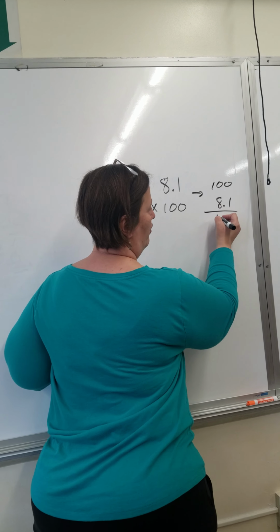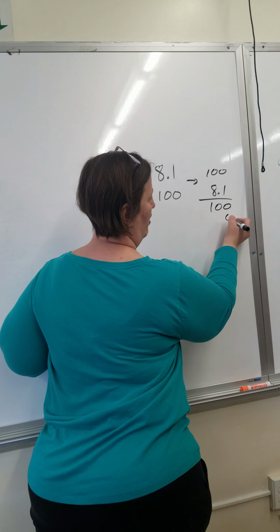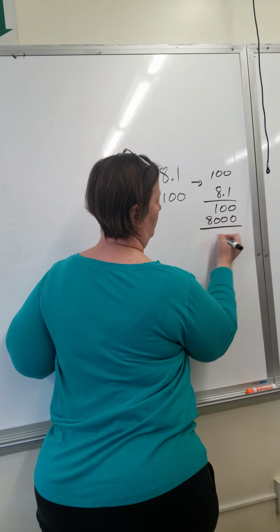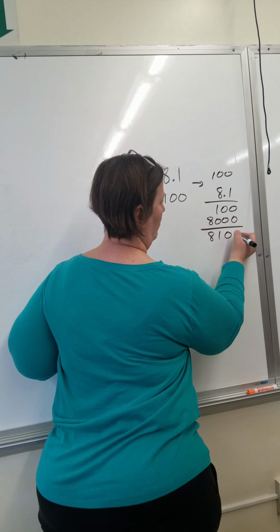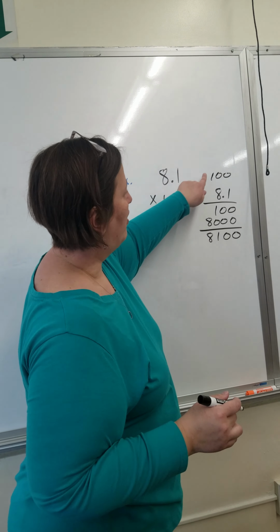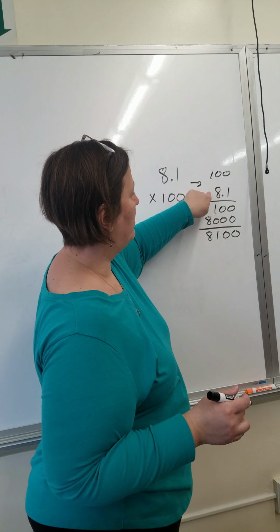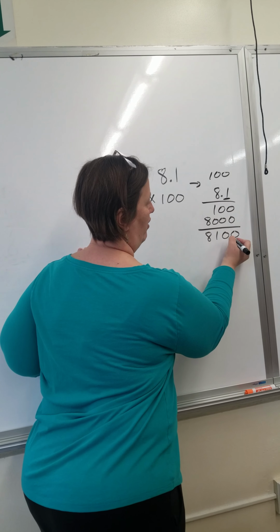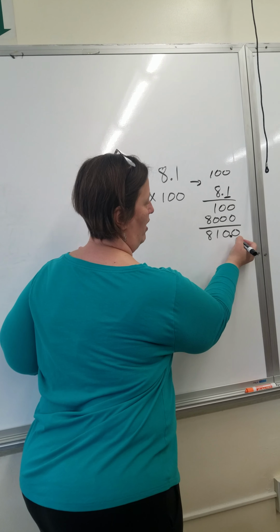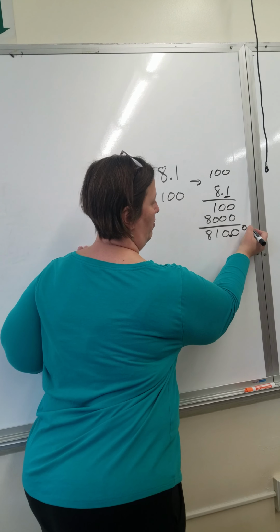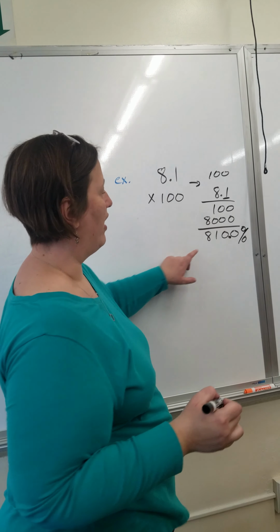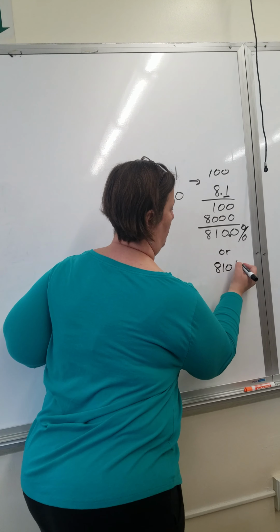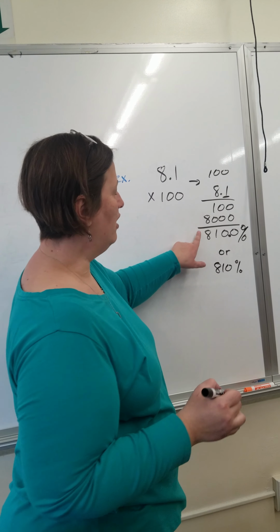1 times 100 is 100. And we'll put our space holder. 8 times 100 is 800. 810. And remember, you have to look. If either one of these has decimal points, your answer will have a decimal point. So I see one place here. Our answer should have one place there. Step 2, put your percent sign on. So our answer is 810%. I'll take either one of these answers.